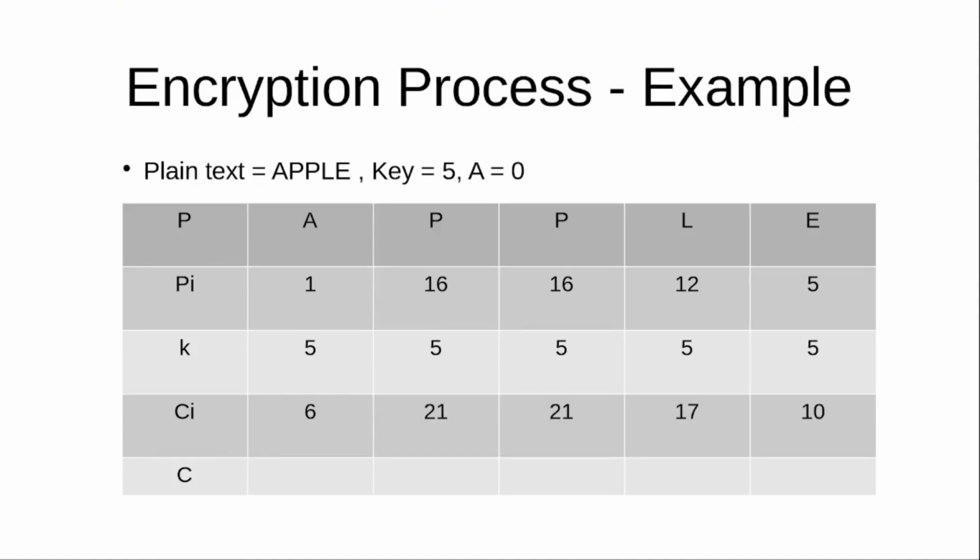Moving on, we will simply do the equation of P plus K. As we see, no value is greater than 26 or smaller than 0. We will simply convert the numbers to the corresponding alphabetical value. And now we have the ciphertext FUUQJ.